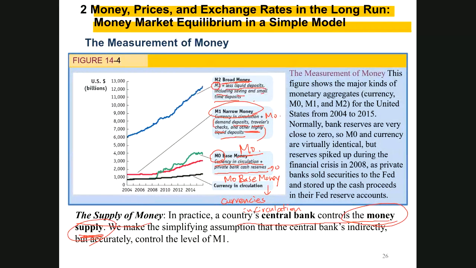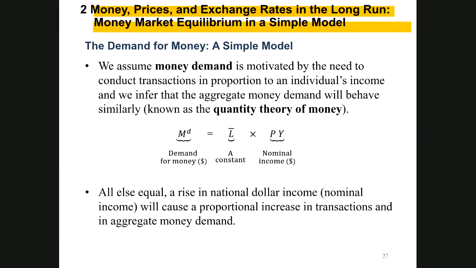So let's move to the model. For the demand for money, we assume that money demand is motivated by the need to conduct transactions. People hold money because the incentive for them to hold it is that they want to do transactions, right? This is the function of money we just went over, the medium of exchange.